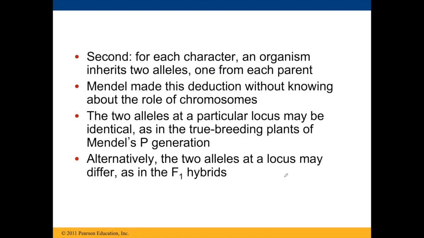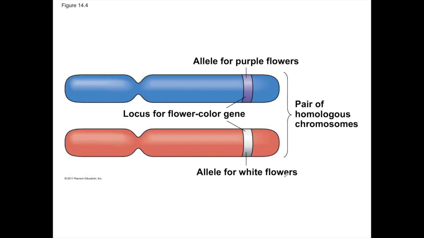Second, for each character, an organism inherits two alleles, one from each parent. All right, now you understand that because we already have learned about meiosis. You understand that you have two of every chromosome. The reason you have two of every chromosome is because one of each type of chromosome came from the sperm cell that made you from your dad, and one of each chromosome came from the egg cell that made you from your mom. So you have one maternal chromosome and one paternal chromosome for each type of chromosome.